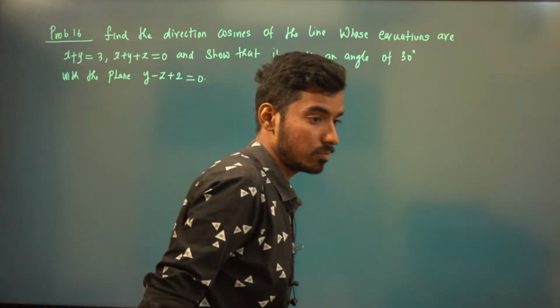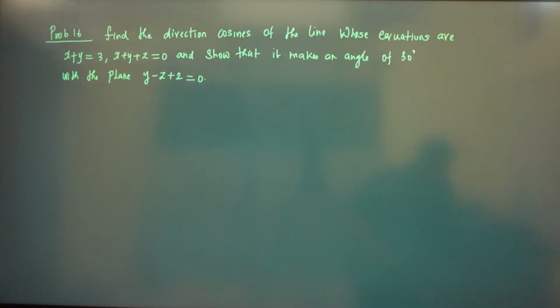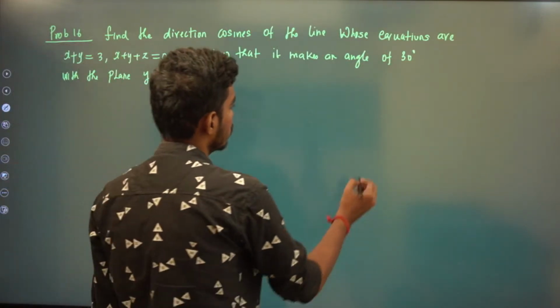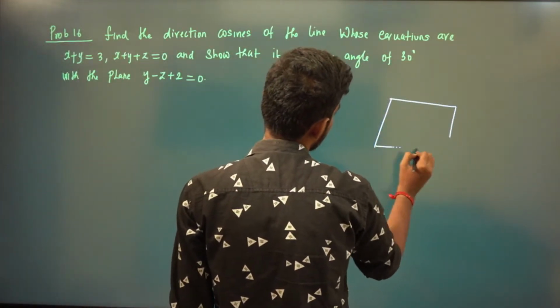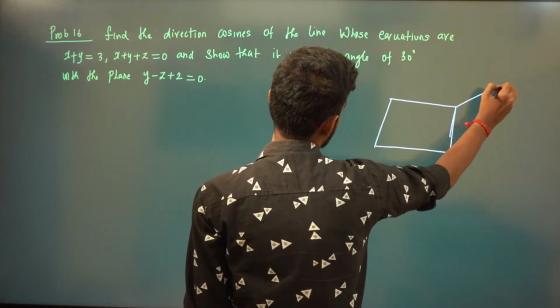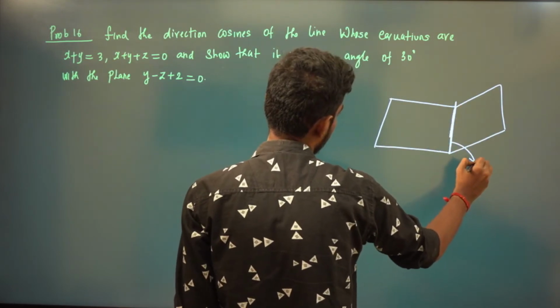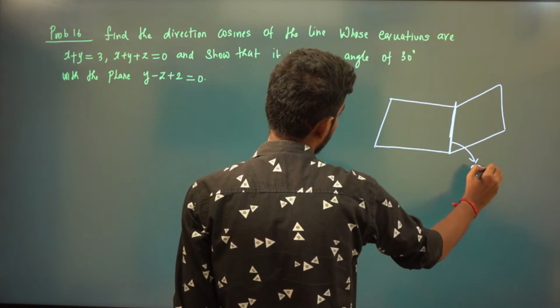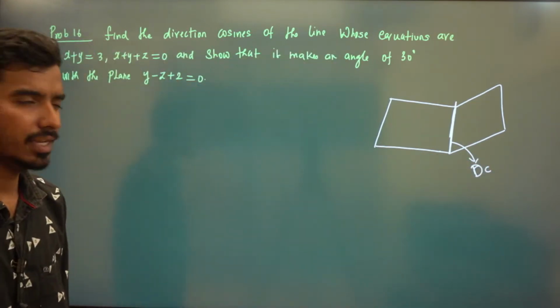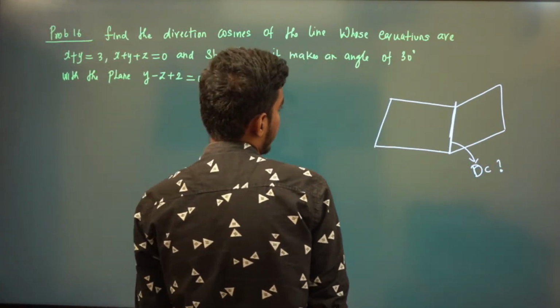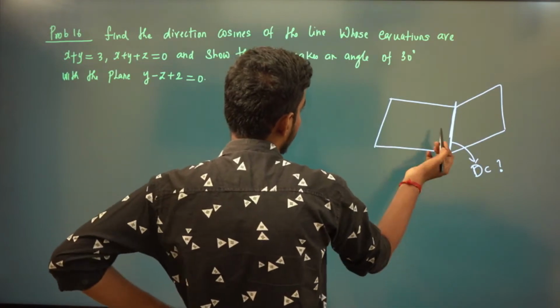So again, a very simple problem. You just need to find the direction cosine of a line whose equations are given in the general form of the equation of a line. You need to find the DC, not the DR. So first we will find the DR, and after that we will find the DC by normalizing it.